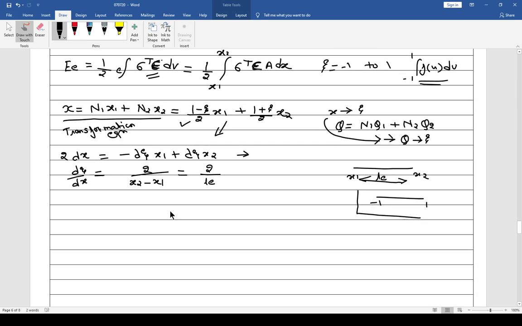Now similarly, I want to find out dq by d xi. This is an important equation which I am going to require later on. I label this as 1. So now my q is equal to (1 minus xi) by 2 q1 plus (1 plus xi) by 2 q2.